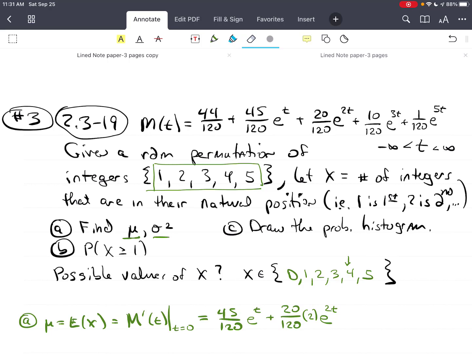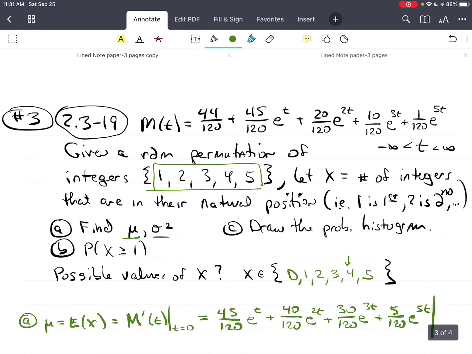So knowing that pattern, I'm going to go ahead and shorten this and combine it into one step. So it's going to be 40, 2 times 20 is 40 over 120, e to the 2t. Plus 10 times 3 is 30 over 120, e to the 3t. Plus, you notice there's no 4 here. So we go on to 5, so we end up with 5 over 120 e to the 5t.